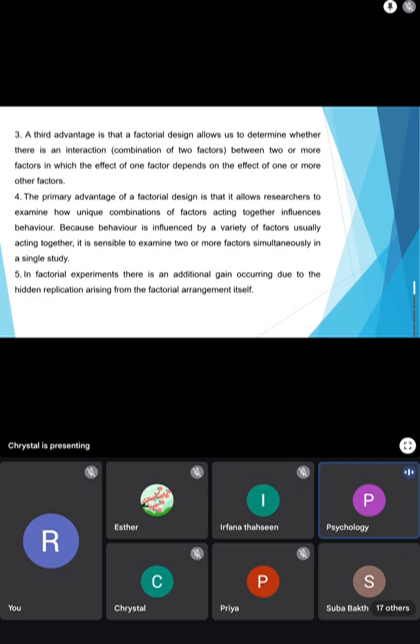There will be 200 plus students in our batch. So if you compile everything and study it, that becomes a higher order factorial design. And then, as I already told, there is between subjects and within the subjects. That is also a design. And the combination design, what is called a mixed design, is another type of factorial design.